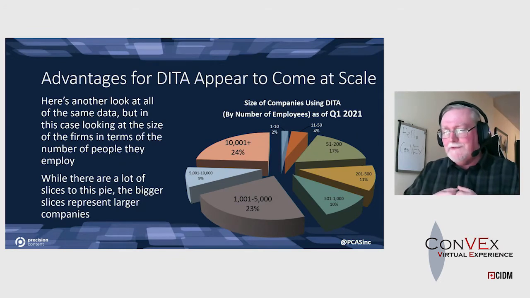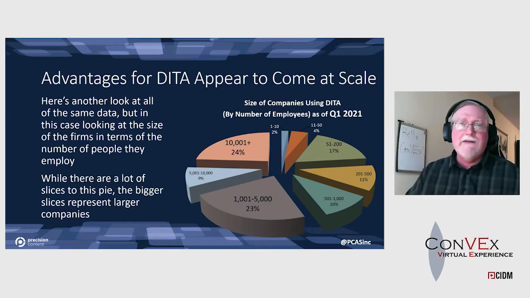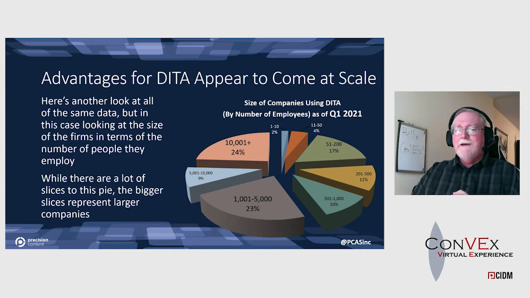One of the things that is becoming apparent to me as I keep diving into this data and as I'm showing it to you here is that it really does appear that some of the chief advantages of using DITA come really to firms that can deploy it at scale. So here's another look at the same data from the previous slide, but now looking at the size of the firms in terms of the number of people they employ. And while there are a lot more slices to this pie, the bigger slices represent, on the average, the larger companies. Basically, it's all the material to say the left side of the pie.